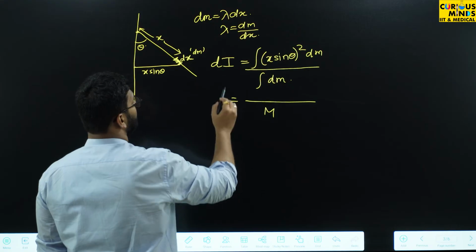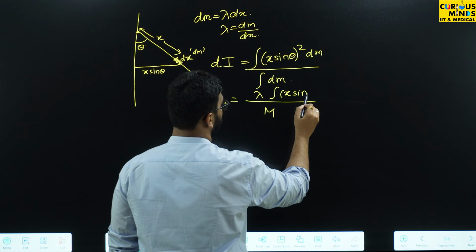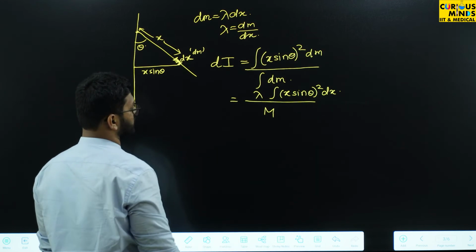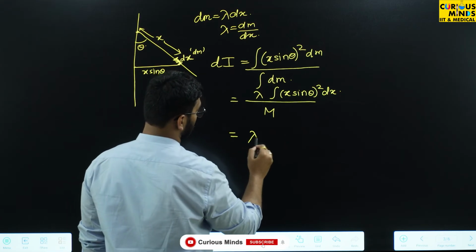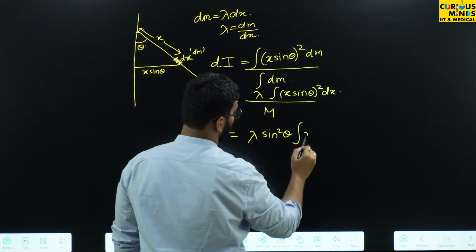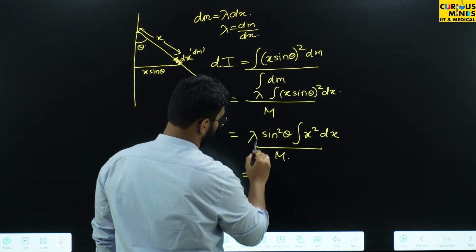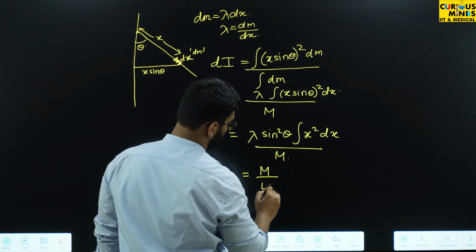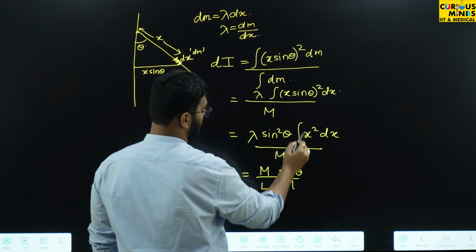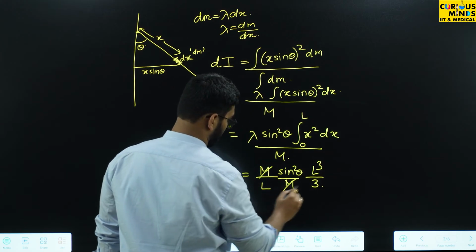Now dm can be written as lambda times dx. Lambda is constant, so lambda is outside, so x sine theta whole square into dx. Lambda times sine square theta will be constant, so it will come out. This will be x square dx divided by m. Lambda is mass per unit length, so m by L sine square theta by m. If we integrate from 0 to L, we get L cube by 3. So m gets cancelled.